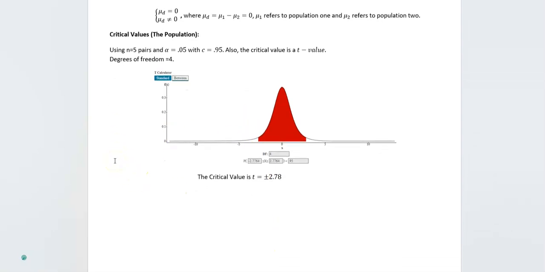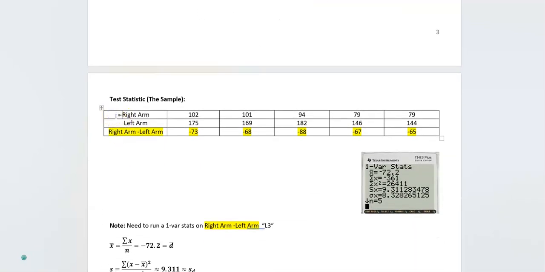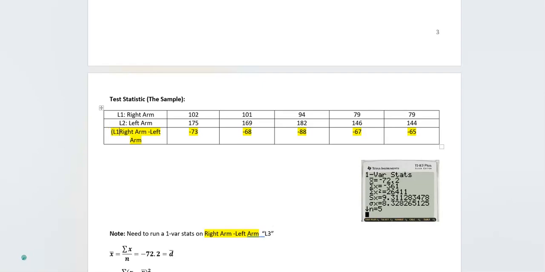Now, your test statistic. Your test statistic needs a little bit of work. So technically, this would be your L1. You would actually enter the data into L1. Then you're going to enter the second data set as L2. And then what you're going to do on L3 is you're going to do the measurement of L1 minus the values of L2.